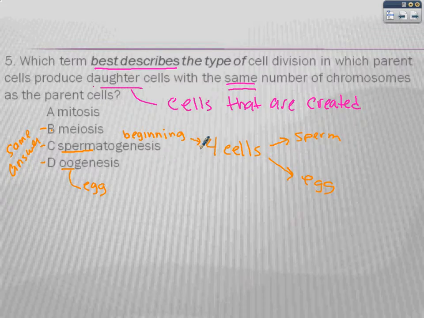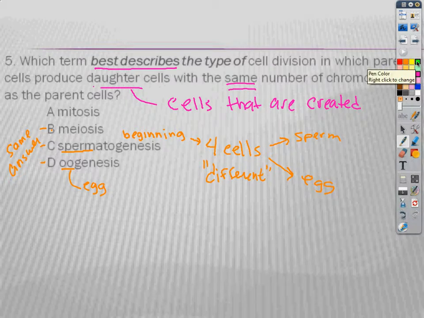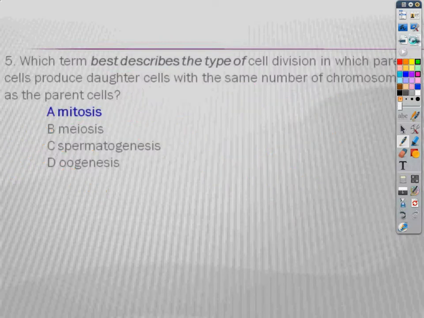Well, and again, meiosis, we just saw on a question on the last video. Meiosis makes 4 different cells. Mitosis is the one that makes identical cells. And so A is going to be your correct answer for which cell process is going to make identical cells.